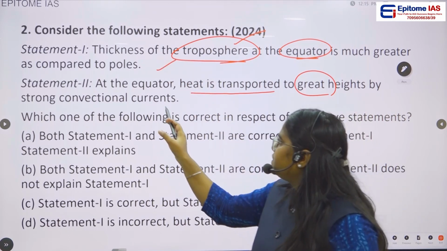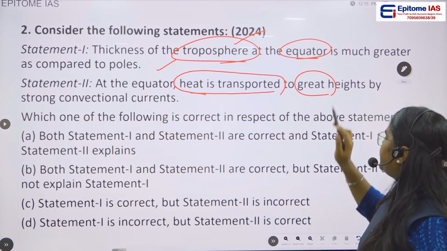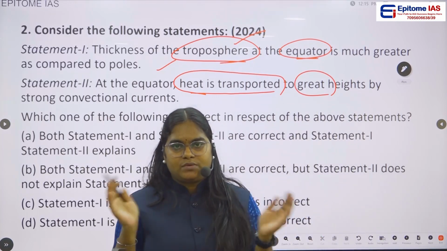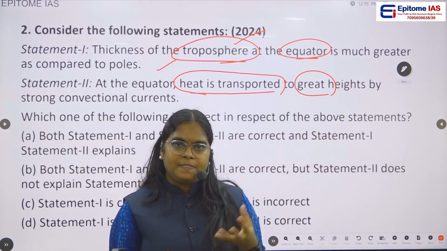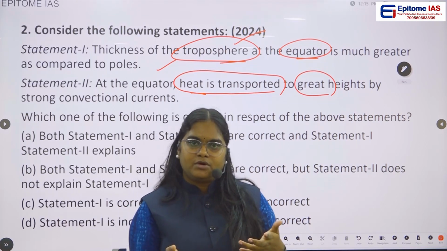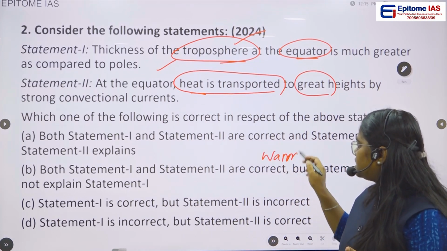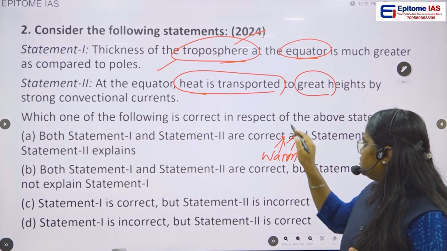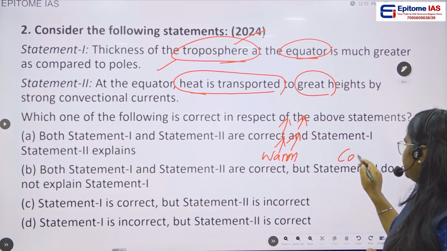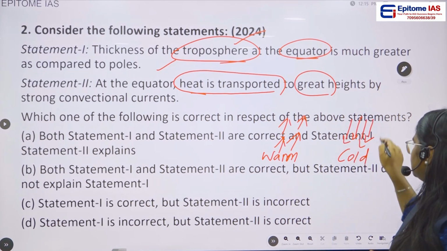Now statement 2: at the equator, the heat is transported to great heights by strong convectional currents. Yes, in the equatorial region, the heating of the Earth's surface is much higher. Because of that, the warm air starts rising. You might have read that warm air will be rising and the cold air will be descending. It will be like this.